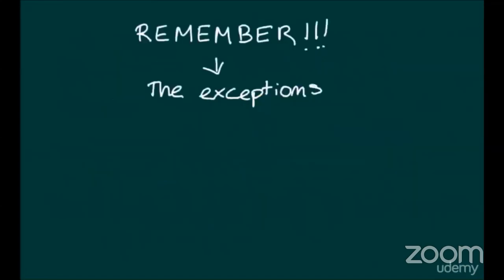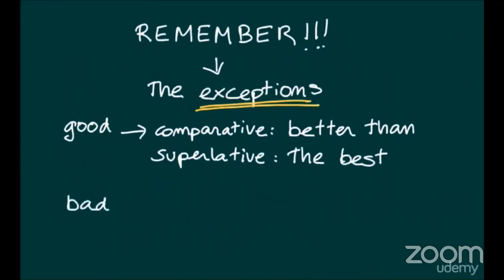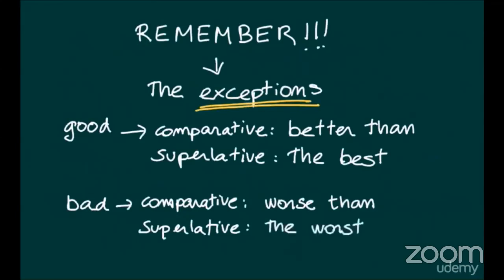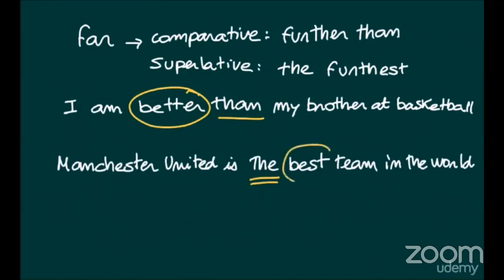There are some exceptions. When the adjective is good, the comparative is better than, and the superlative is the best. When the adjective is bad, the comparative is worse than, and the superlative is the worst. When the adjective is far, the comparative is further than, and the superlative is the furthest. Look at the examples. I am better than my brother at basketball. Manchester United is the best team in the world.